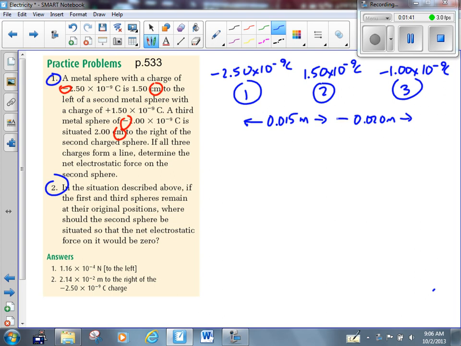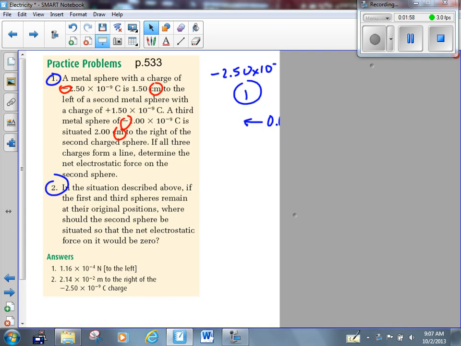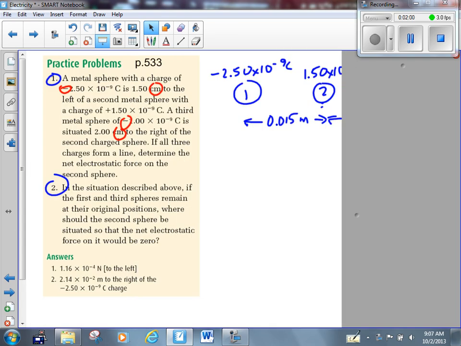We want to find the net force on which one? The net force on the second sphere, the middle one. We could do it on any of them, but we're trying to find the force on the middle one, and usually that's what we end up doing, usually. All right, so we're doing this. We first have to pretend that sphere 3 isn't there. So all we have is sphere 1 and sphere 2.